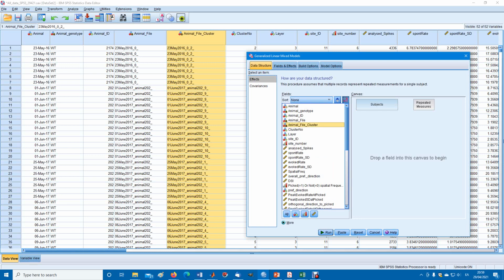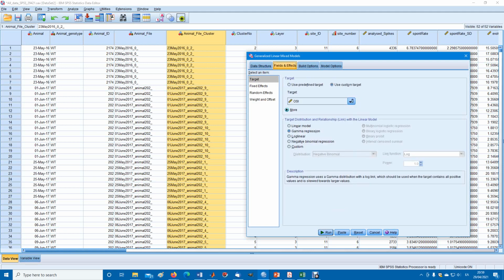Animal phi cluster, that's the neurons. Put them to the right. Okay, go to the next one. Target. Here you have to choose and put your dependent variable. For example, most of these could be dependent variables. There are measures made, this one, for example, is potential. But for now, I picked up this one. All of them are interesting.